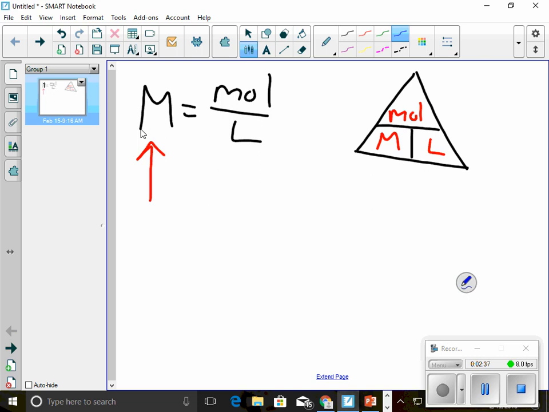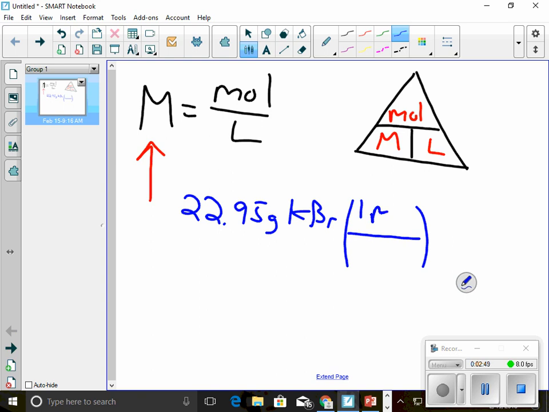Convert grams to moles. Remember I told you needed your periodic table to start this? So, if I have 22.95 grams of KBr, I can use my periodic table to convert from grams into moles. Doing a mole conversion. Mole conversion is something we taught you first semester. It will not go away. You're going to see it in the next unit as well.